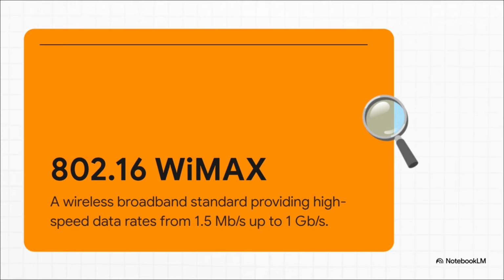Then we've got 802.16, known as WiMAX. Think of this as the heavy-hitting wireless broadband solution. When you need to cover a much wider geographic area than a standard Wi-Fi router can handle, WiMAX steps in, providing high-speed data rates from about 1.5 megabits all the way up to 1 gigabit per second.